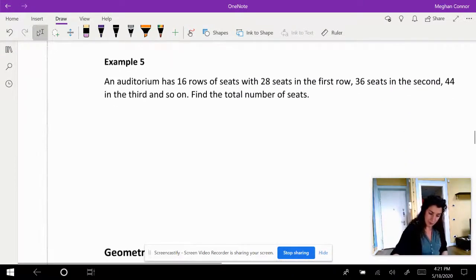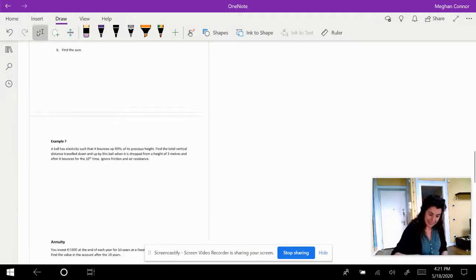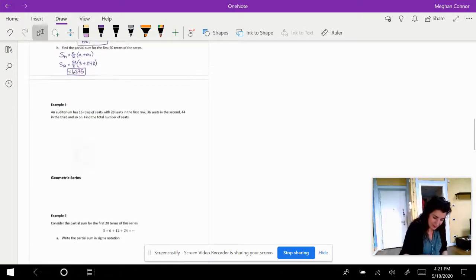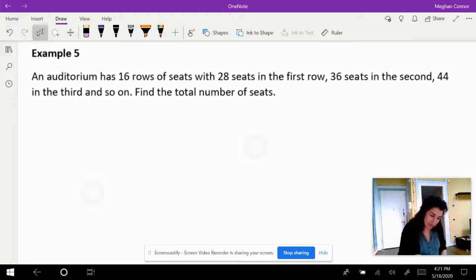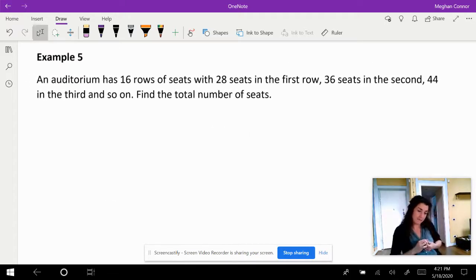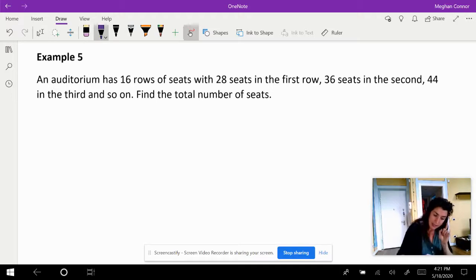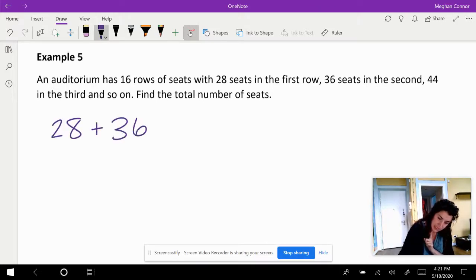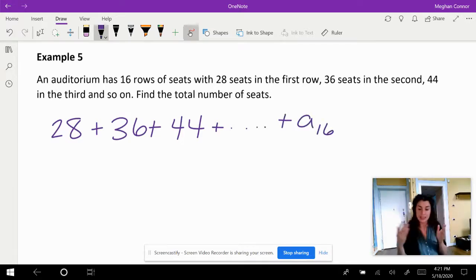Our last example with arithmetic, and then we'll talk about geometric, and then we're done. I'm sorry, it's so long. An auditorium has 16 rows of seats with 28 seats in the first row, 36 seats in the second, 44 in the third, and so on. So writing it out, in the first row, 28 plus second row, 36 plus third row, 44, and so on until we get to a sub 16, because there are 16 rows, okay?